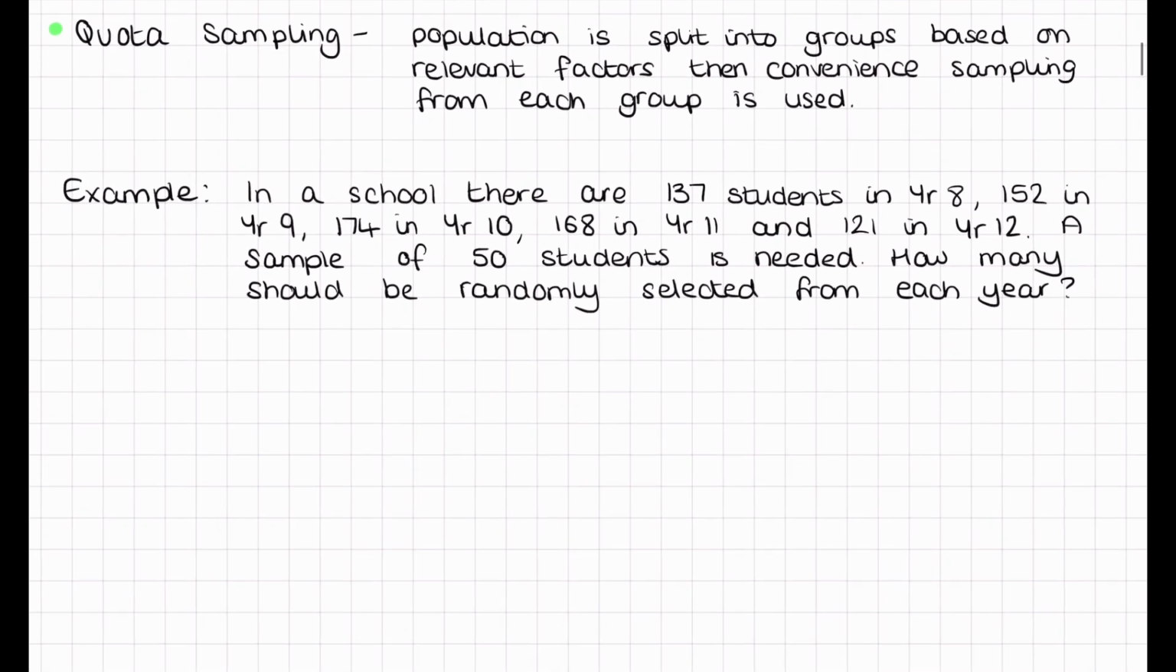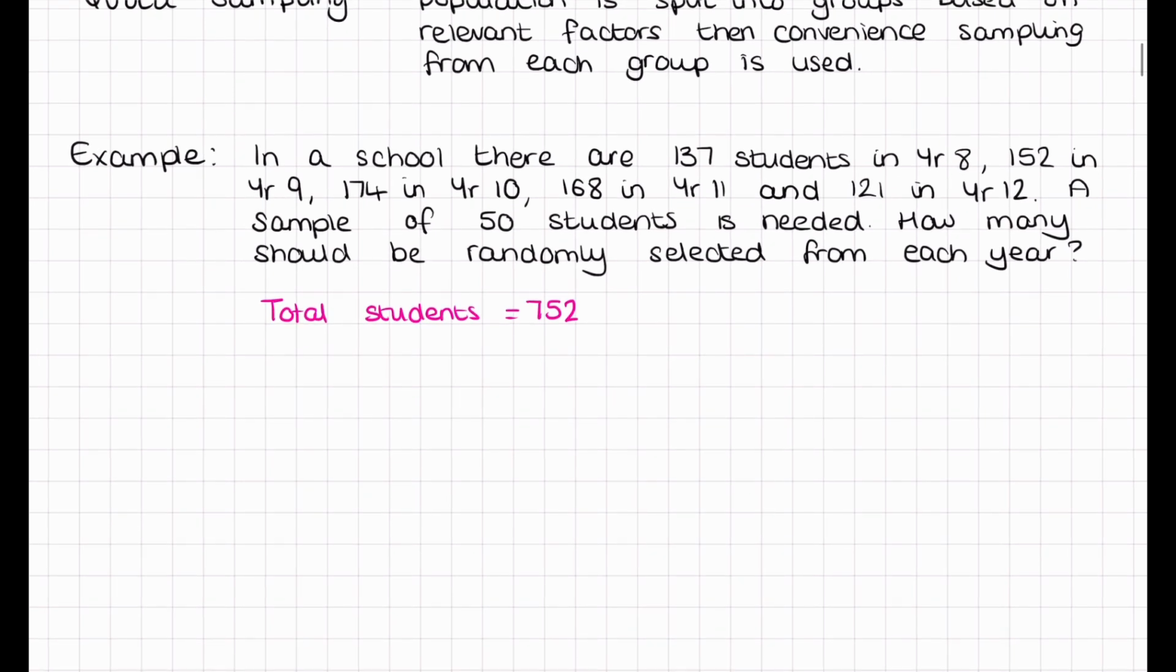Now, the first thing we need to know is how many students we have in total. So our total number of students would be adding all those year level numbers up together, and we would get 752 if we did that. Now we want to work out proportionally how many we are going to pick from each year level. So our total sample size is 50 students.